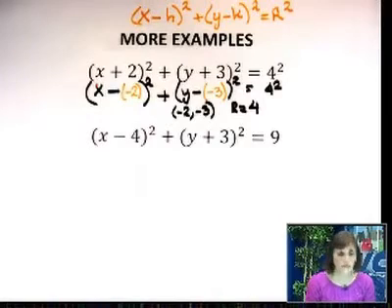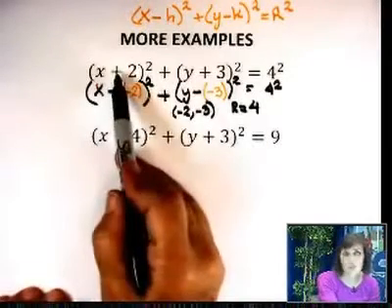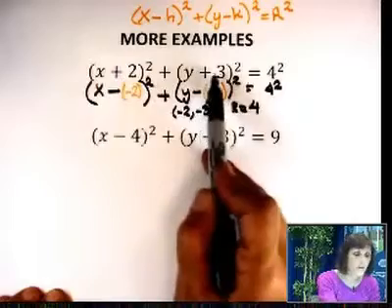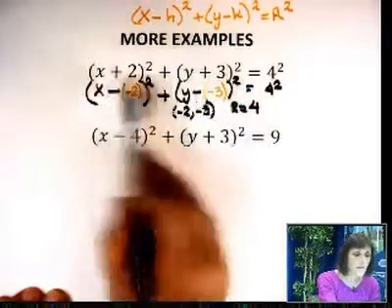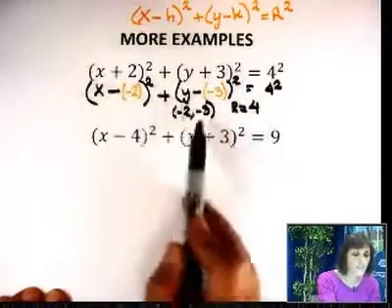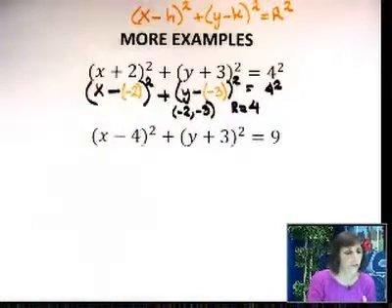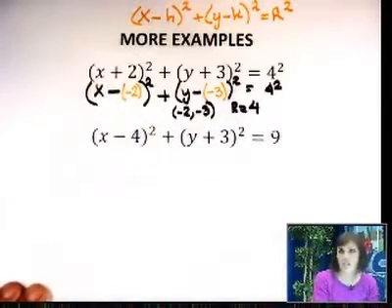You can also do the same kind of thing. If you have a plus, change it to minus. If you have a minus, change it to plus. So both of them have pluses. That means the center is going to be at the minuses. How about one plus, one minus situation?